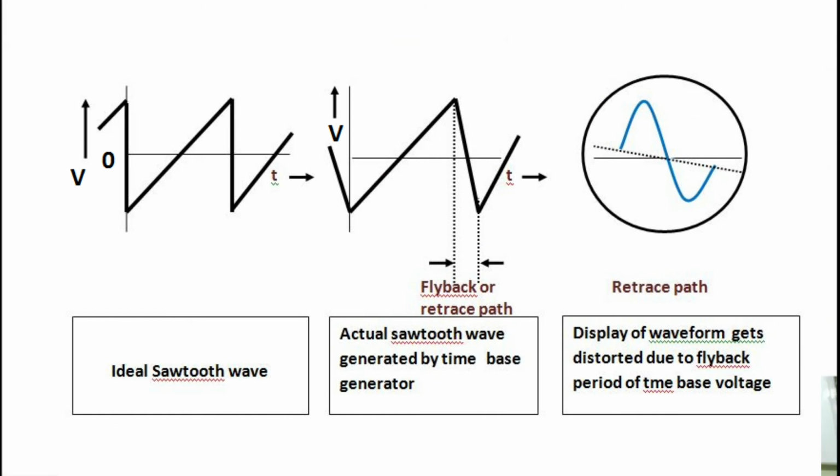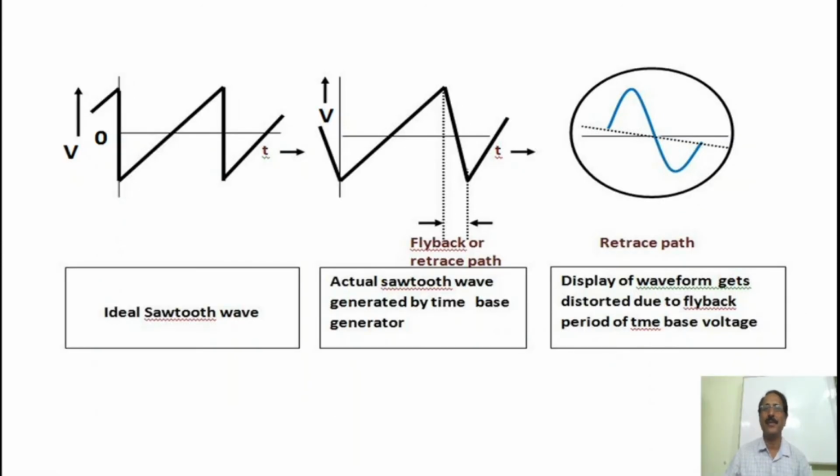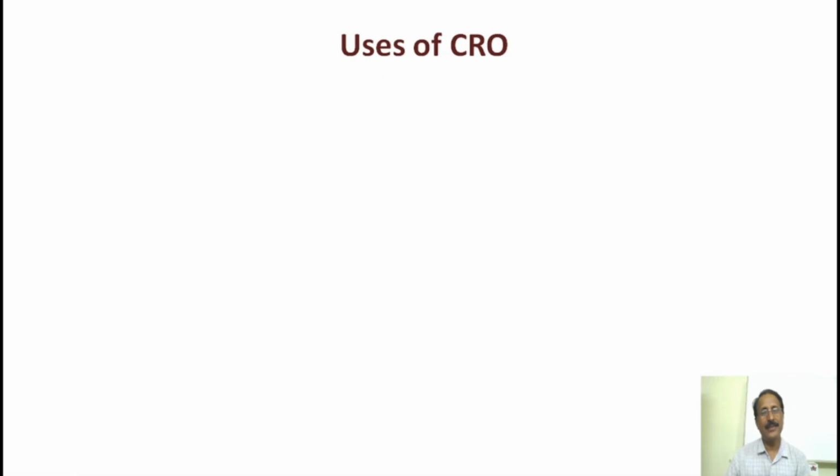Thus, the path traced by the spot during the flyback period is called retrace path. This retrace path does not give a good visual effect. Therefore, in most CROs, the electron beam is blanked off by applying a negative voltage to the control grid during the flyback period. Dear students, you can see now the uses of the cathode ray oscilloscope.